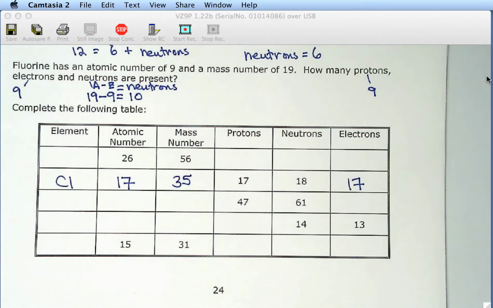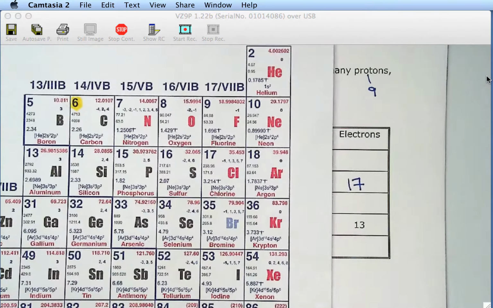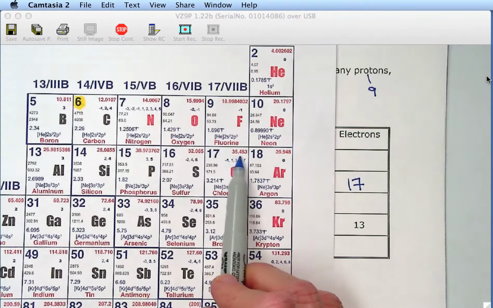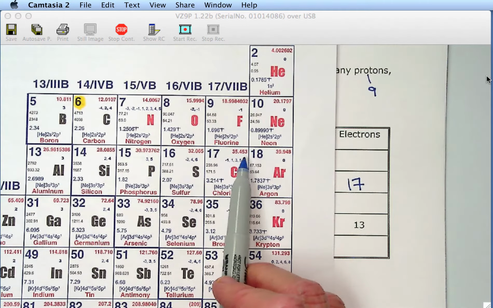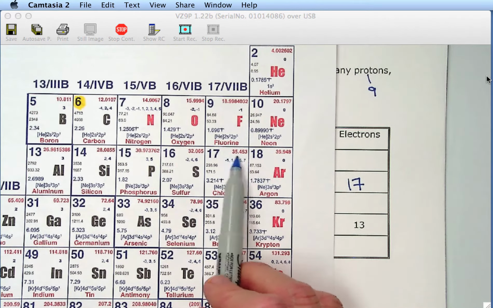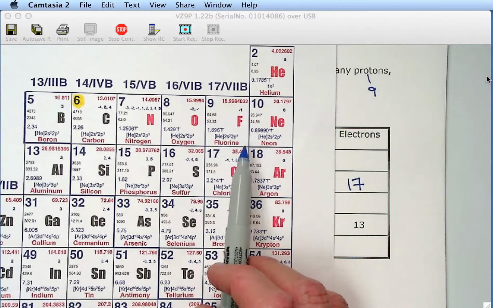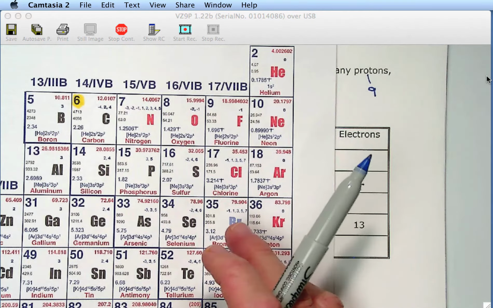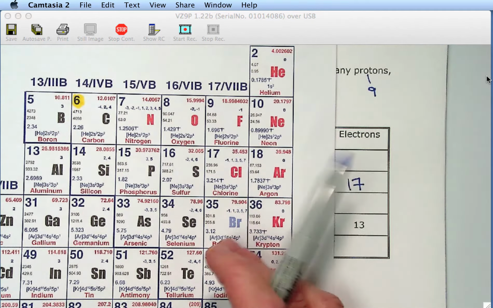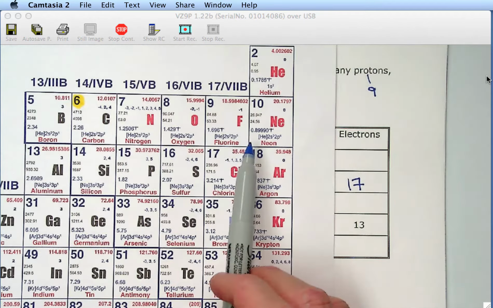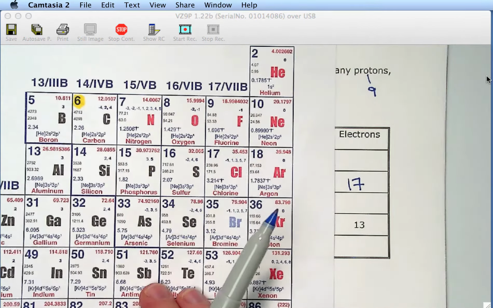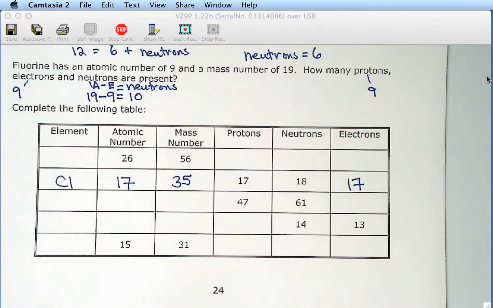Now if you look on chlorine, this mass number is not right. Remember, this red number is not the mass number. It's the atomic weight. Totally different. So do not use these red numbers to get the mass number. And I'll probably say that about 5 or 6 more times just to clarify this. So go ahead and fill out the rest of the table.